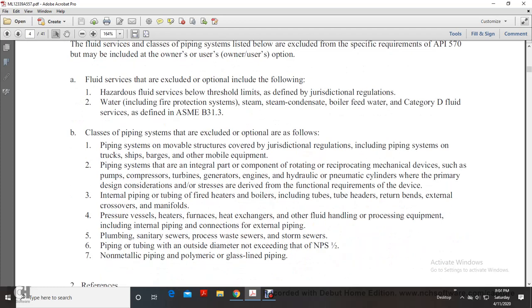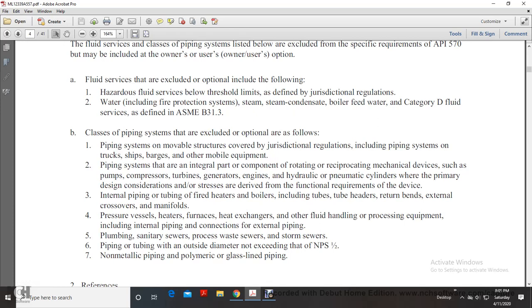Classes of piping that are excluded or optional are as follows: piping systems on movable structures covered by jurisdictional regulations, including piping systems on a truck, ship, barge, or other mobile equipment. Piping systems that are an integral part of rotating or reciprocating mechanical devices such as pumps, compressors, turbines, generators, engines, and hydraulic or pneumatic cylinders, where the primary design considerations or stresses are derived from the functional requirements of the device.